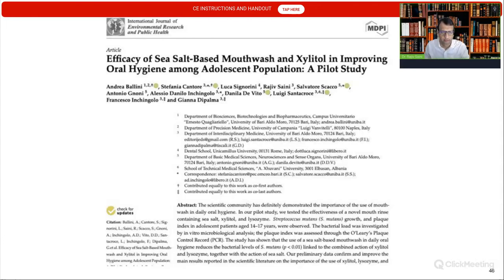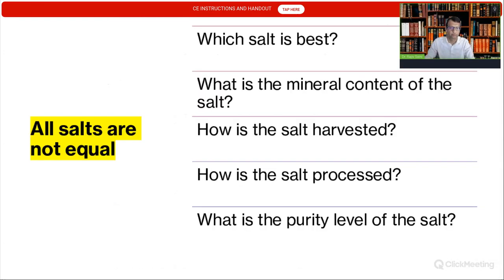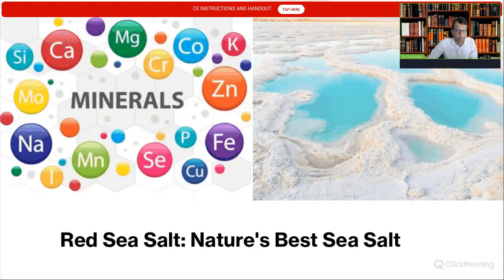Sea salt based mouthwash helps in improving oral hygiene among the young population, and the young population are the targets for aphthous ulcers. So if they use sea salt based oral care products, they are going to benefit much more. Now it is also important to understand which salt is the best. All salts are not equal. Which salt has a higher mineral content that works best? How is the salt harvested? How is the salt processed? What is the purity level of the salt? It is very important to understand so that we can choose the right amount and the right type of sea salt for the best results.